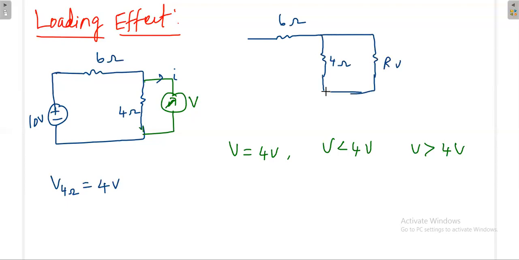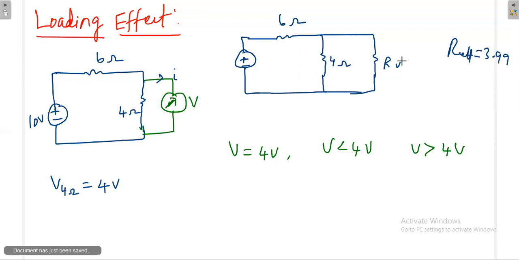You know one concept: whenever one resistance is there and another resistance comes in parallel, then for a moment I assume that this RV is very large. Then what will happen, sir? The effective value will be lesser than 4 ohm, but closer to 4 ohm. It's like the effective value will become 3.99 ohm. Now what is happening?